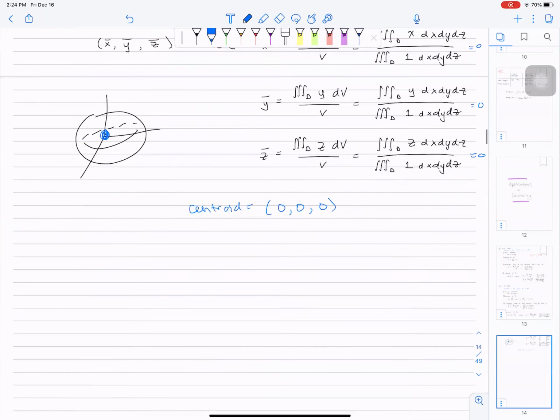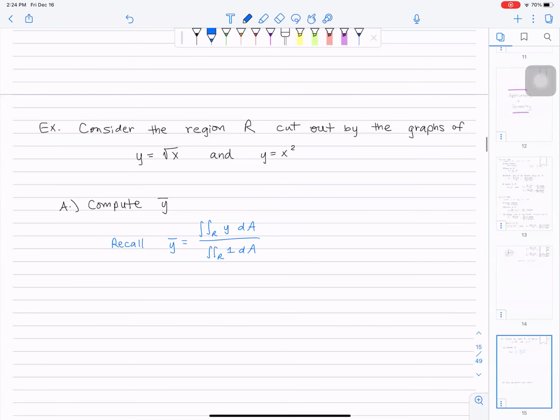Okay. And so we can do an example. Consider the following region cut out by the graphs of y equals square root x and y equals x squared, and we want to find the y coordinate of the centroid. No matter what, when you see these questions, always draw the picture, because you can see if you understand the question by seeing if you drew the right picture. So, cut out by y equals square root x. Let me draw square root x. I should know it looks like this. Y equals x squared, I should know it looks like this.